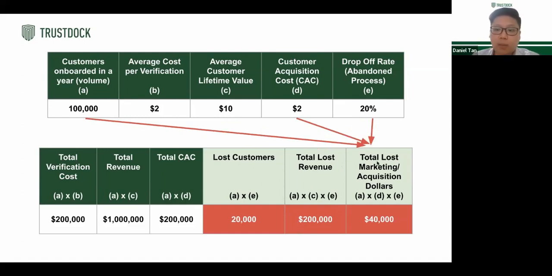And lastly, the amount of marketing dollars that was being spent for customer acquisition that was actually wasted due to the drop-off rates through the KYC process. So once again, 100,000 times $2 times 20%. So essentially 40,000 marketing dollars was wasted.